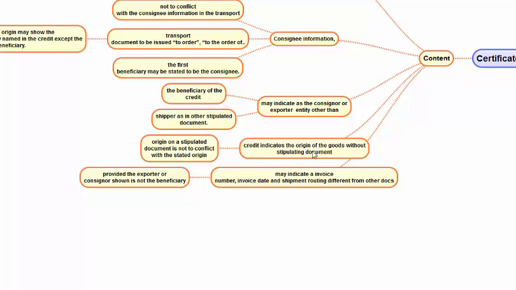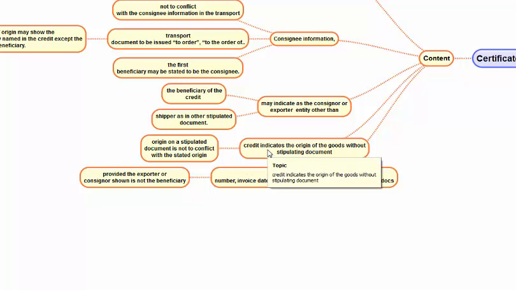If the credit indicates the origin of the goods without stipulating a document, that is, there is a condition in the credit but there is no stipulated document for evidencing compliance with that condition, then the origin stated on the document should not conflict with the stated origin. This certificate of origin will say goods are of Japanese origin, and if the LC says goods are of German origin without calling for a certificate, then the Japanese origin is conflicting with the German origin mentioned in the credit, and so there is a discrepancy.